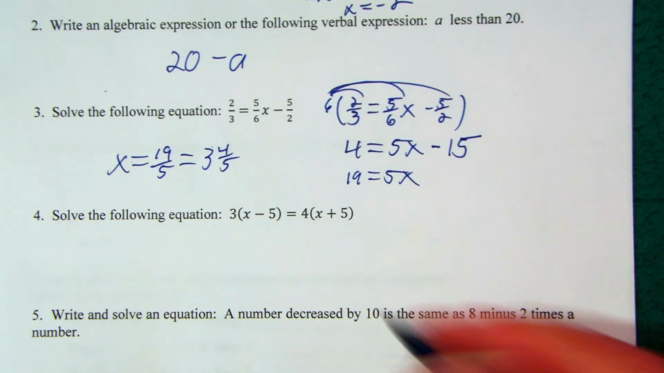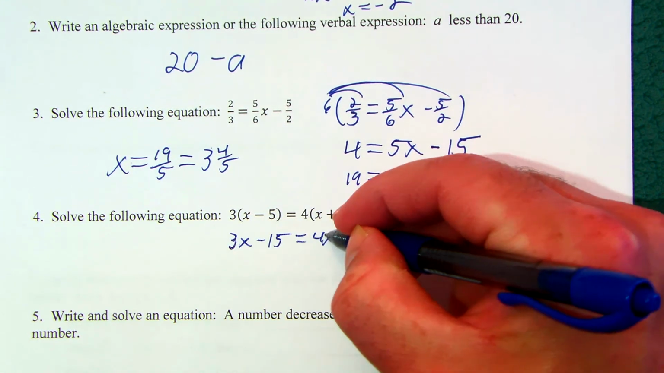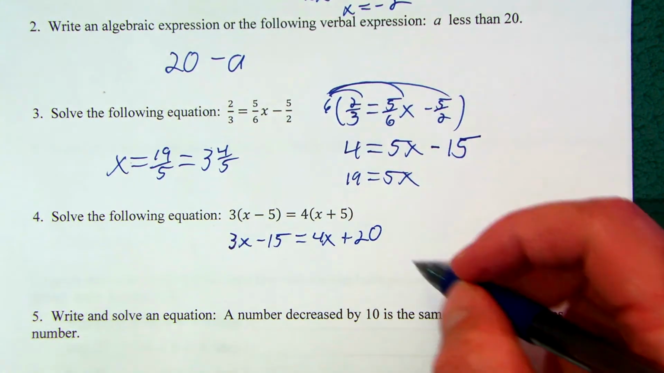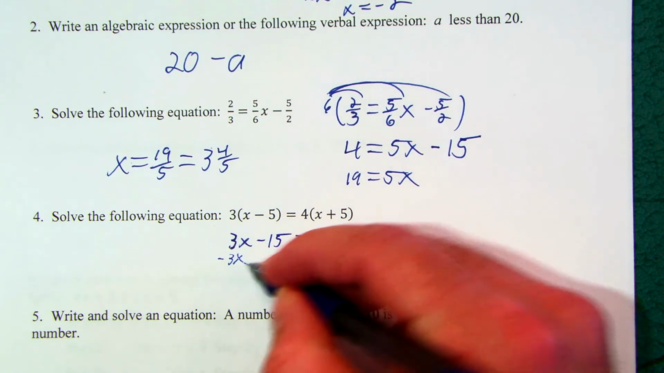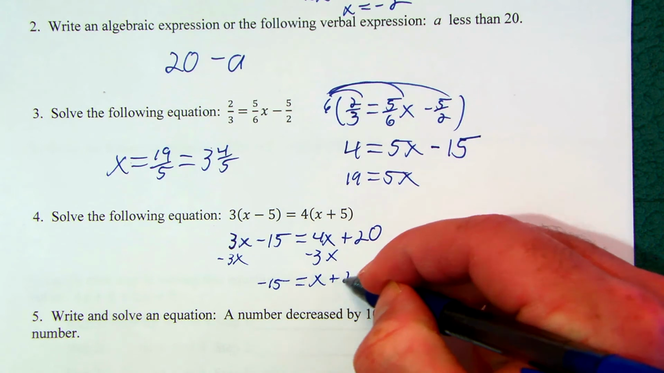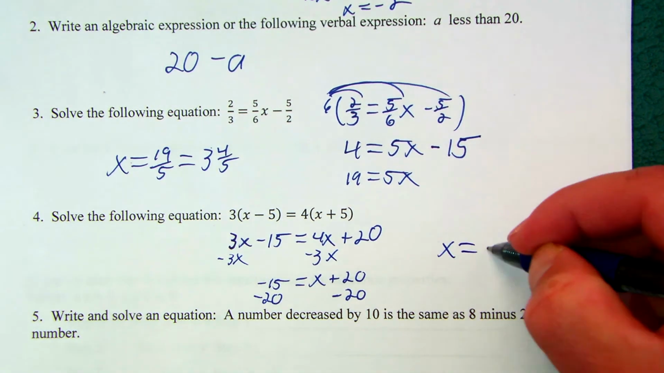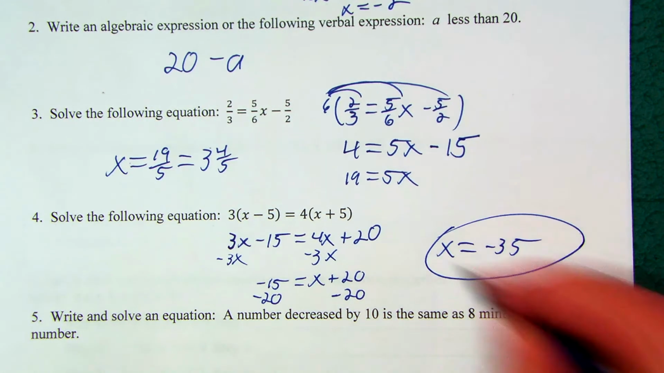Next up, make sure you do some distributive property here. 3x minus 15 equals 4x plus 20. I'm going to subtract 3x from both sides. So negative 15 equals x plus 20. Subtract 20 from both sides. I'm going to get x equals negative 35 for number 4 there.